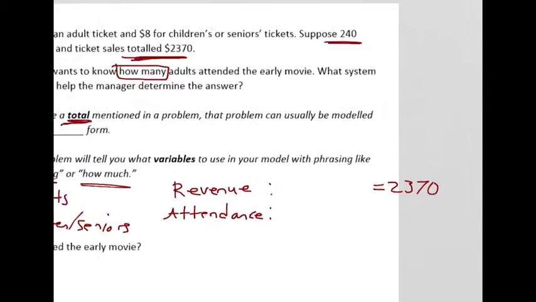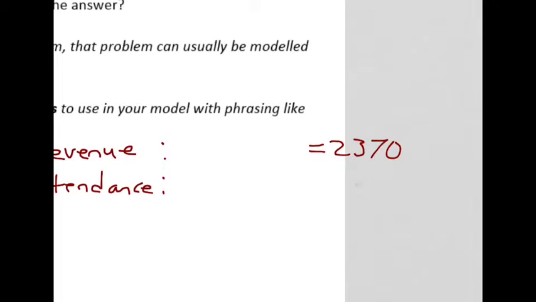Well, it's $11 per adult. So to figure out the amount of money brought in just by adults, we would go 11 times how many adults came, right? And then to figure out how much money was brought in by children or seniors, we would go their ticket price, 8, times however many children or senior people came. And then the total would just be the sum of those two values. So there's our first linear system.